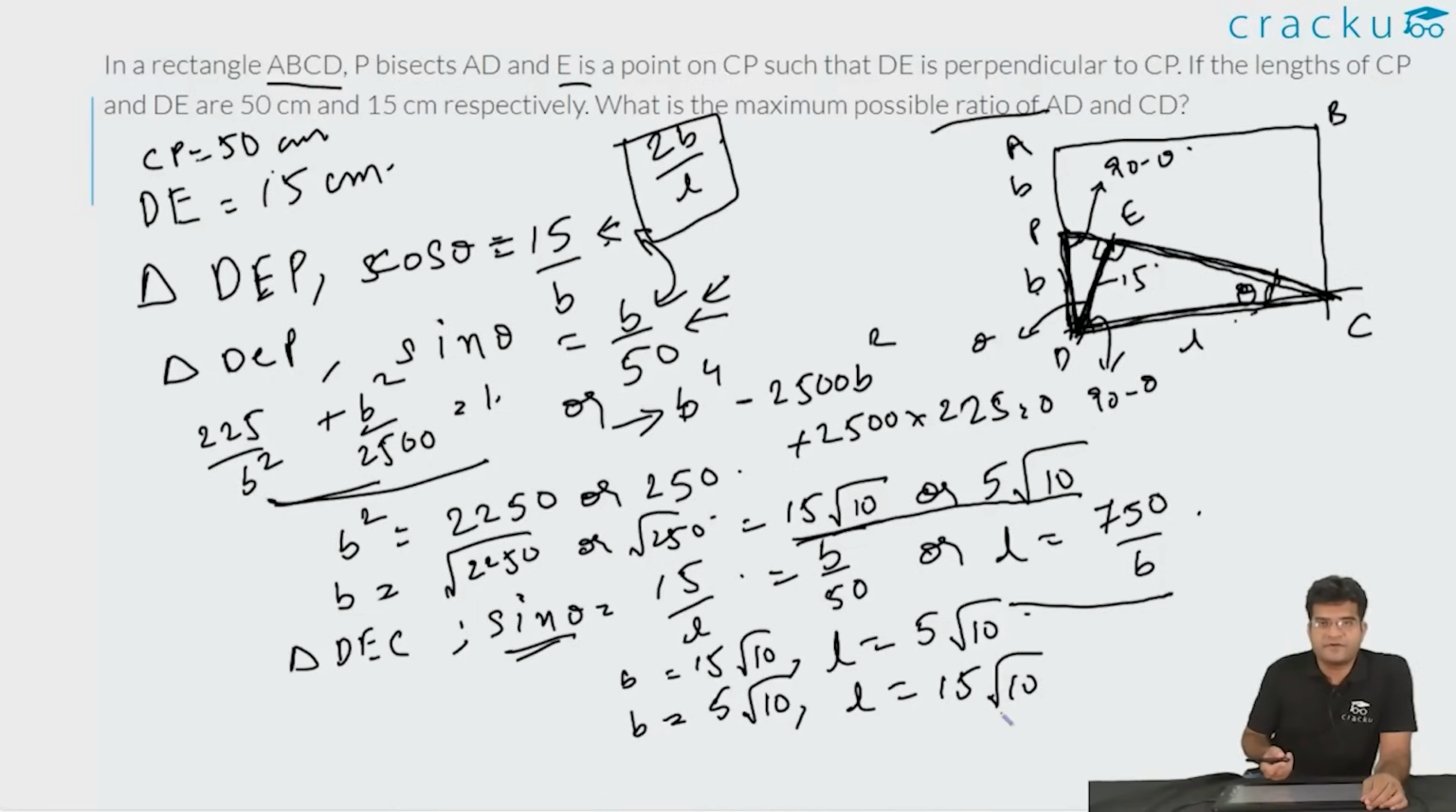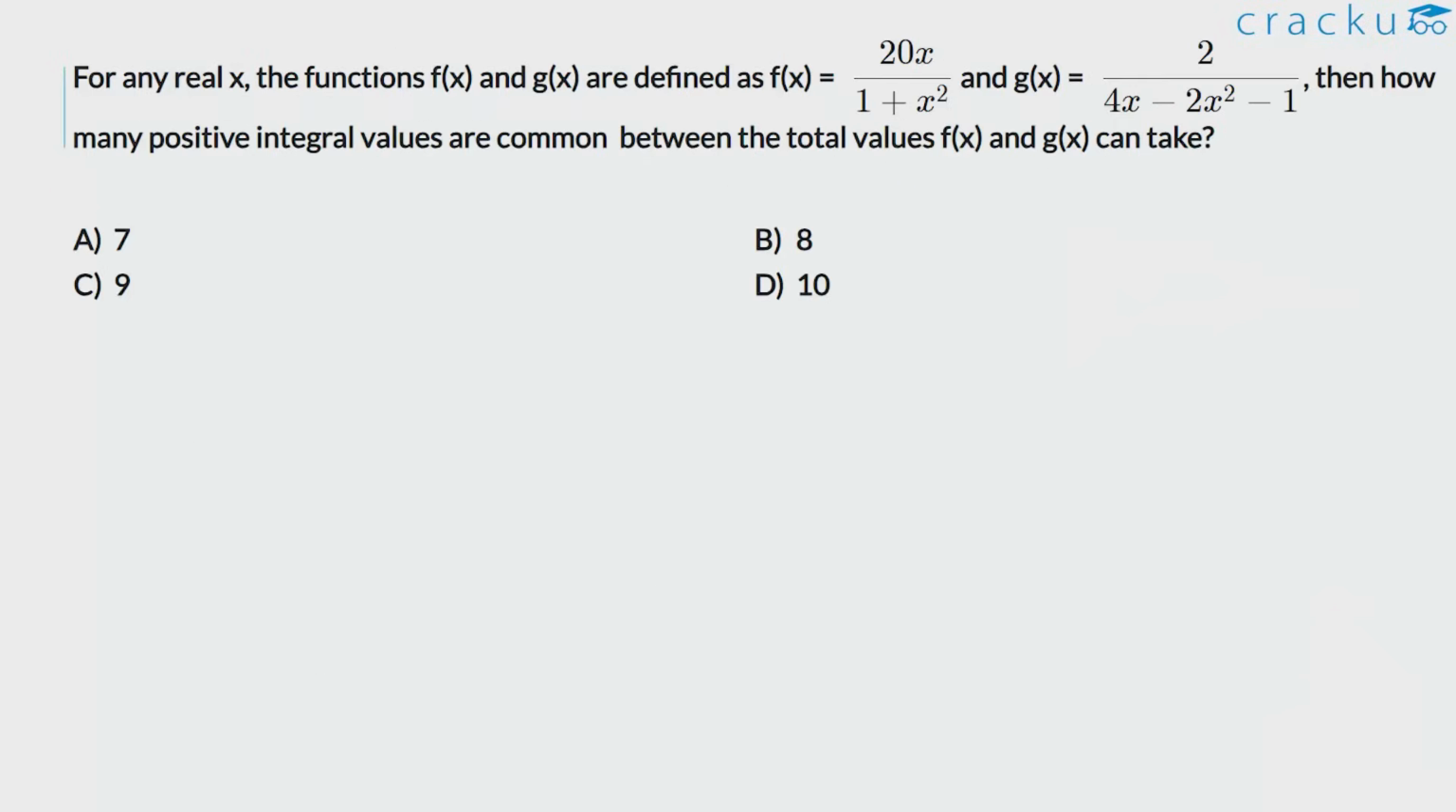Now what we are required to find out is the maximum value of 2b by L. So in these two equations, 2b by L is maximized in the first one because b is larger and L is smaller. So b by L in this case will be 3 and 2b by L will be 6. Therefore the maximum possible value of the ratio of AD by CD is 6.